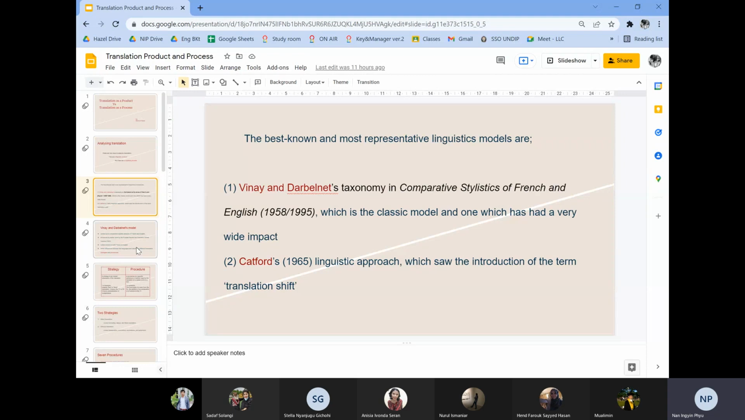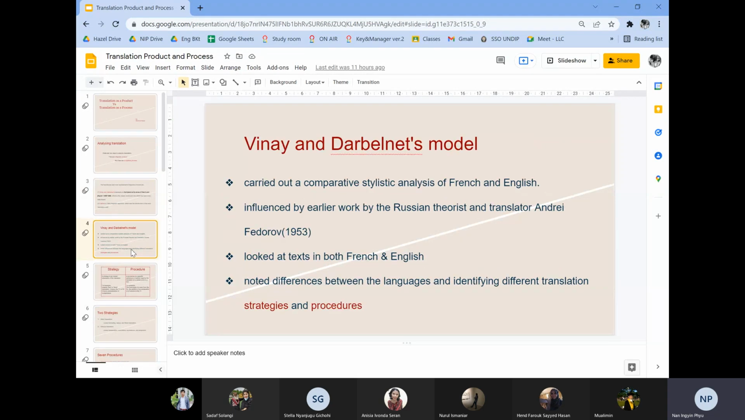So we're going to start with the very first one, the Vinay and Darbelnet model. This one has been carried out by a comparative stylistic analysis of French and English. So when you explore this model, all the examples come in French and English. How did they get this work? They were influenced by the Russian theorist and translator Andrei. By looking at his work, they were influenced and decided to build this model. So how did they analyze this? They explored a lot of both the French text and the English text, and based on that, the model was built up.